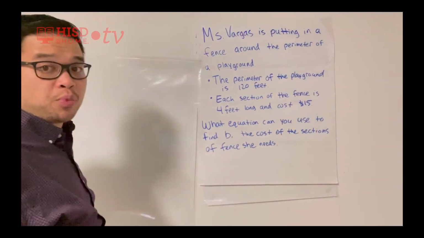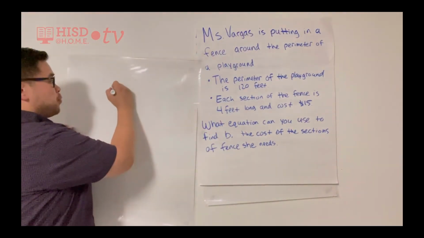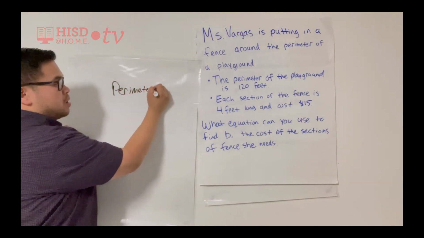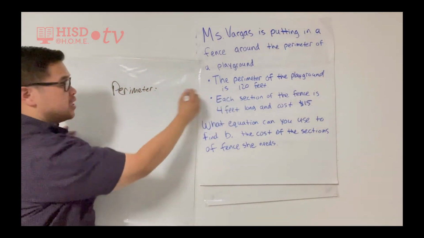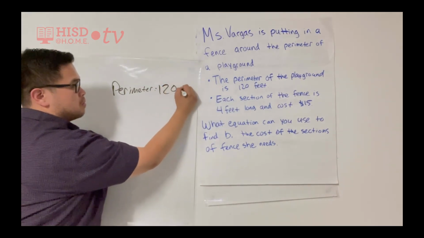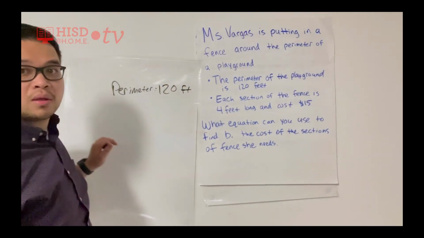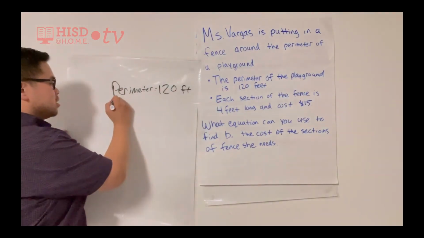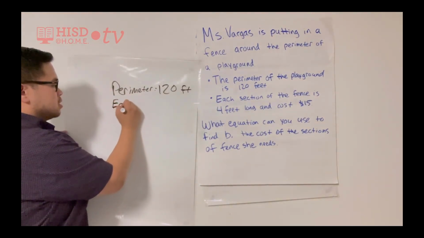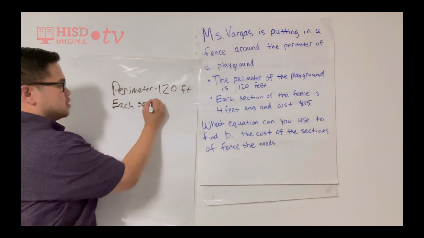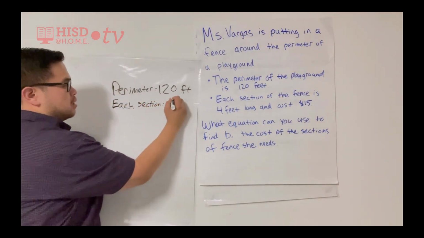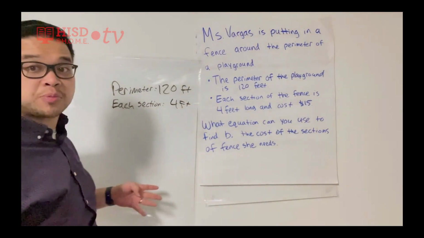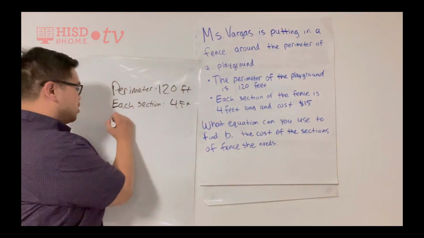So let's break down this problem. We know that the perimeter is 120 feet. We know that each section of the fence is 4 feet long. And then we know the cost per section is $15.